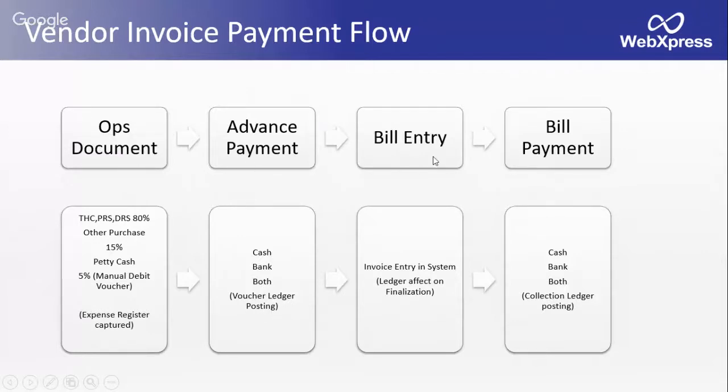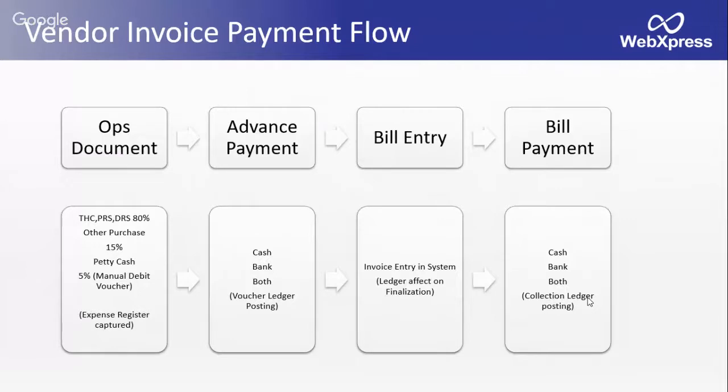The third step in the flow is bill entry. A vendor invoice is to be created in the WebExpress system to understand the outstanding against the vendor. A bill entry is three parts: bill generation, bill finalization, and payment. The last step is the billing payment, which can be done via cash. At this moment, a collection posting will be seen in the ledgers.